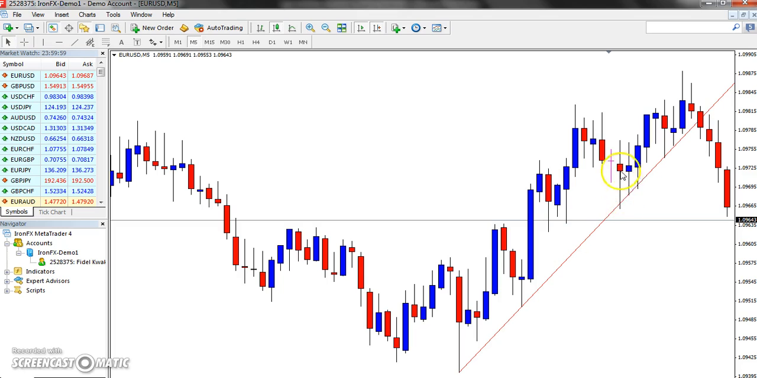So now we realize that with this particular one, it didn't bounce off it, it broke through it, but it didn't close below it. So therefore there wasn't a breakout. Are we good? So we leave it this way. Are you okay? So you don't take a trade.